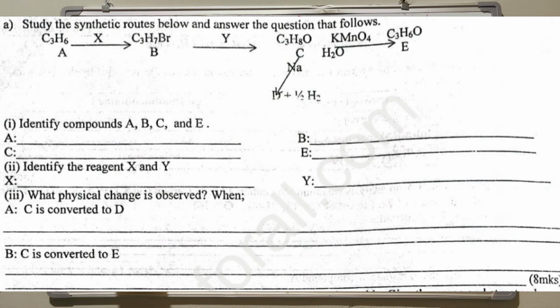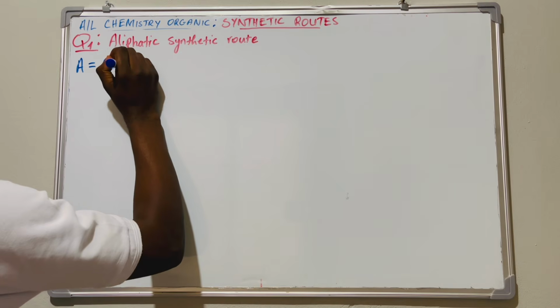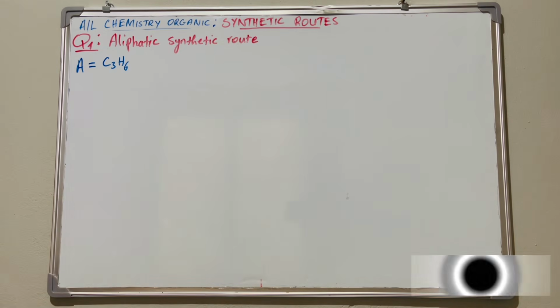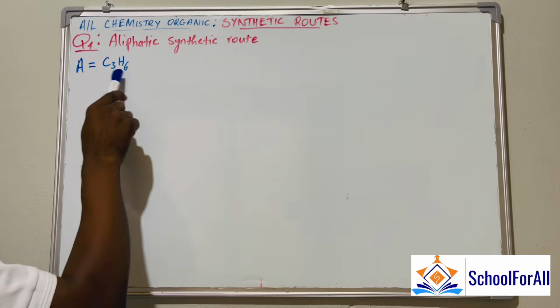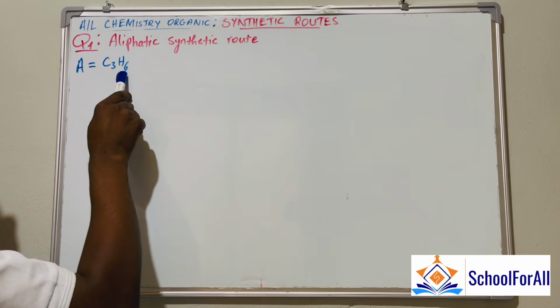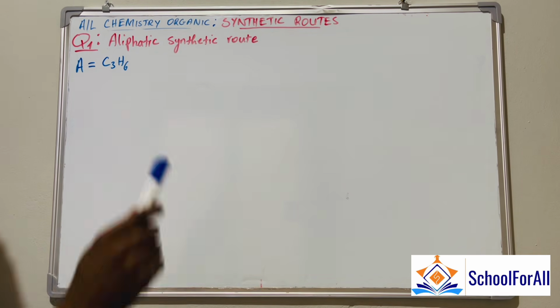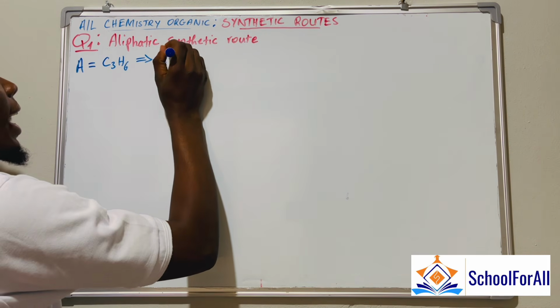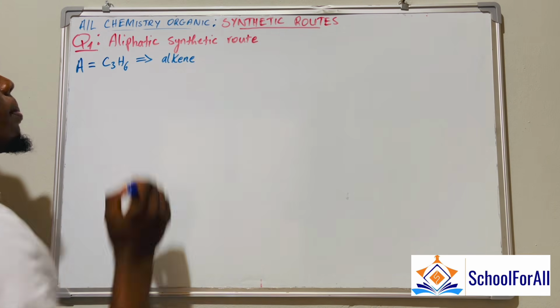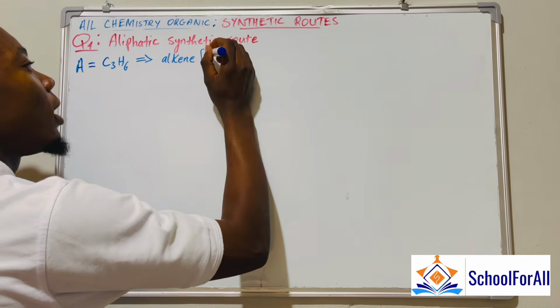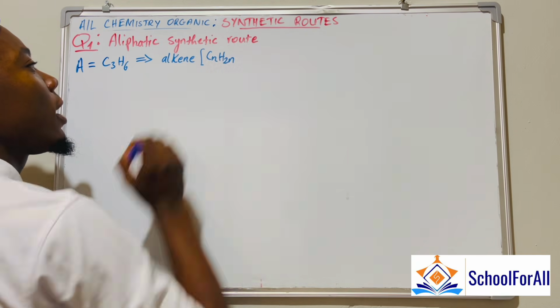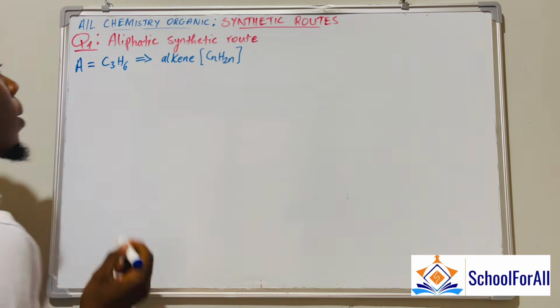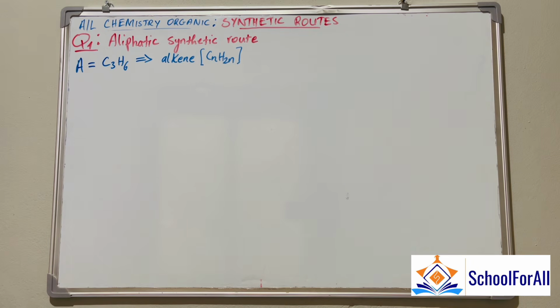So compound A has the general molecular formula C3H6. When you see such a compound with the general formula C3H6, that is, the number of hydrogens is directly equal to the number of carbons times 2, it means automatically that this compound is an alkene. Read the general formula CnH2n. So whenever you see a compound of this form, it means that it's an alkene.